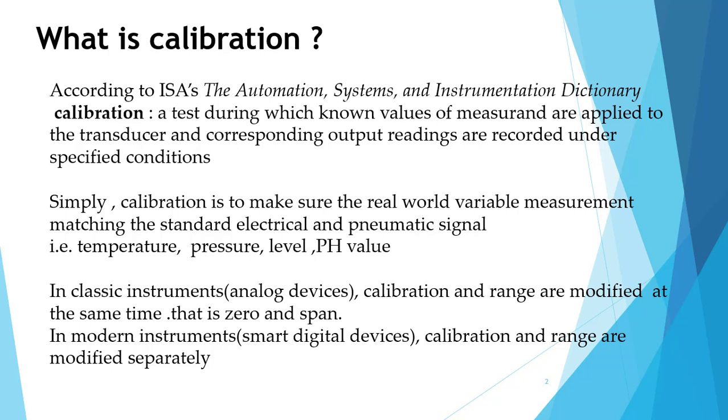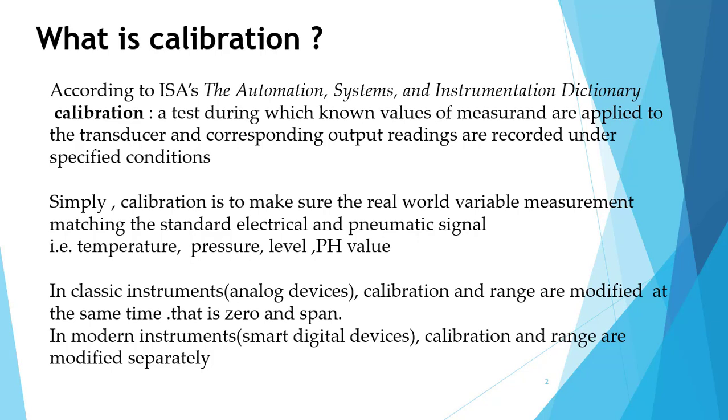According to the ISA dictionary, calibration means a test during which known values of measurand are applied to the transducer and the corresponding output readings are recorded under specified conditions. Simply, calibration is to make sure the measured variable matches the standard electric and pneumatic signal.